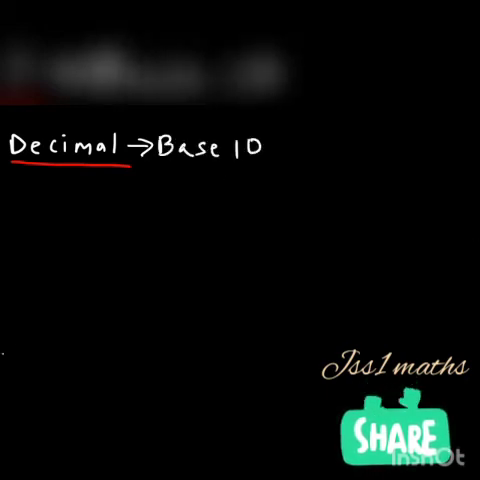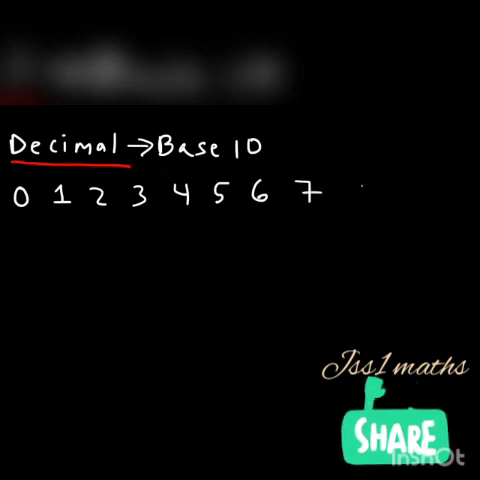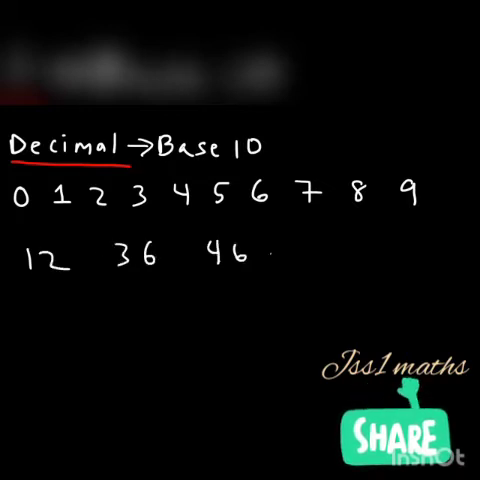And so what this means is that there's 10 different numbers in the decimal system: 0, 1, 2, 3, 4, 5, 6, 7, 8, and 9. So that's a total of 10 numbers. Now, this system is used for everyday counting. For example, 12 or 36 or 468. We use the decimal system to represent numbers, and it works pretty well.